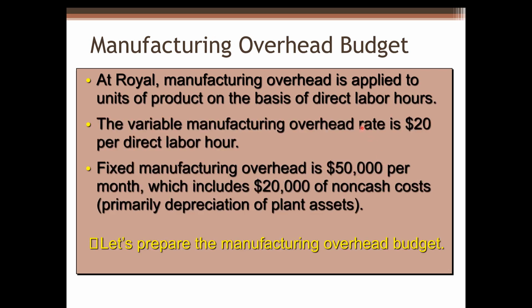At Rowe Year, manufacturing overhead is applied to units of a product on the basis of direct labor hours. Here, direct labor hours are our allocation base. The variable manufacturing overhead rate is $20 per direct labor hour. Fixed manufacturing overhead is $50,000 per month, which includes $20,000 of non-cash costs, primarily depreciation of plant assets. And let's prepare the manufacturing overhead budget.